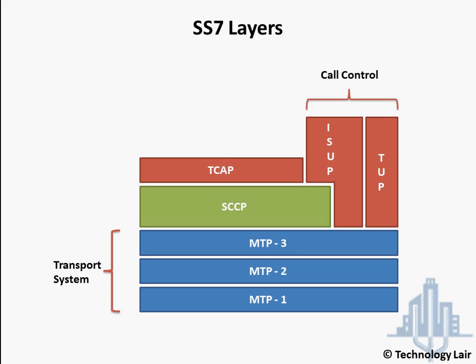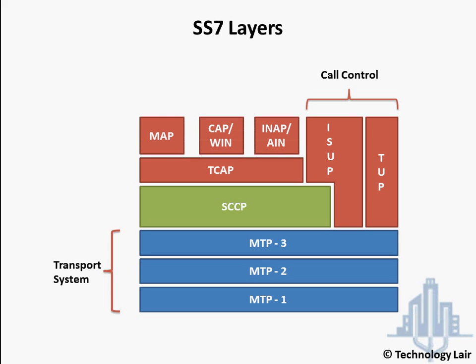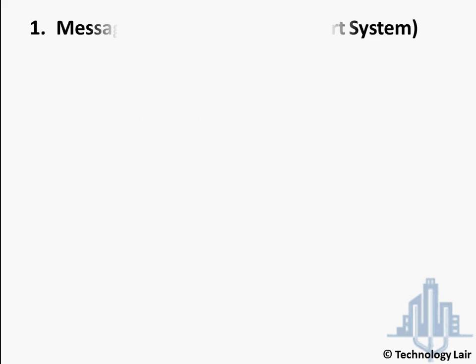The TCAP allows the application called subsystems to communicate with each other over the SS7 networks, such as mobile application part or MAP, camel application part or CAP, INAP or the intelligent network application part. MAP, CAP as well as INAP form the database driven application support subsystem of the SS7 protocol stack. So let's get into detail of the message transfer part of the MTP.